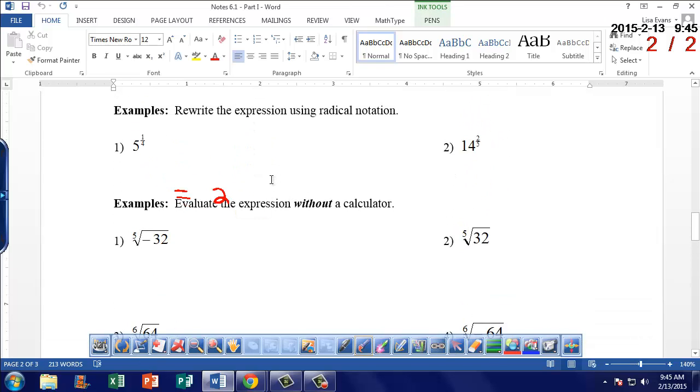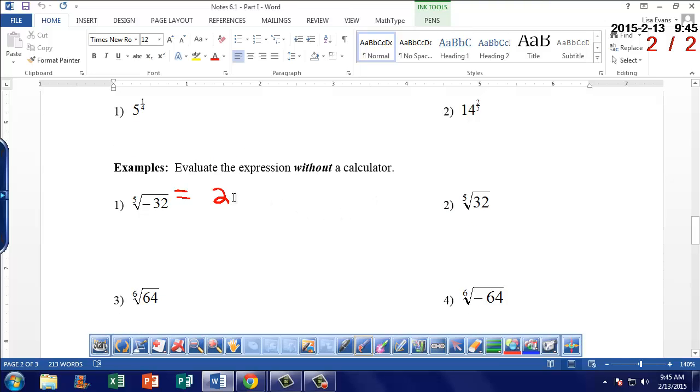Now, because there's a negative underneath and it's to the odd power, it's negative. A negative times a negative times a negative times a negative times a negative is negative. Now, this would have been an even number. My answer is no solution because I can't take the even root of a negative number. Okay, over here, the 5th root of 32 then is just positive 2.